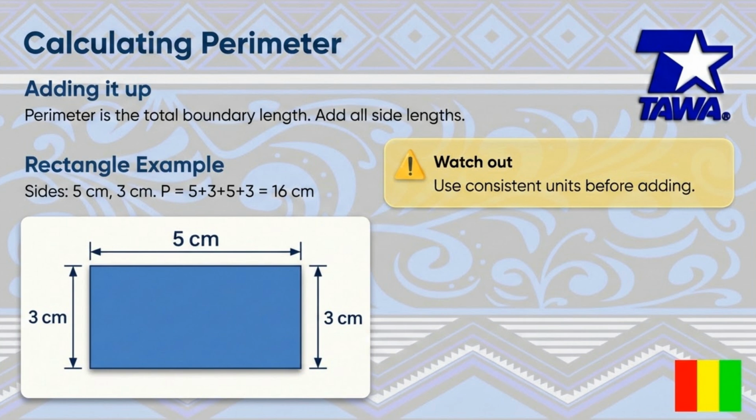Calculating the perimeter means adding up all the side lengths. For a rectangle with sides of 5 centimeters and 3 centimeters, the perimeter is 5 plus 3 plus 5 plus 3, which equals 16 centimeters. Remember to use consistent units before adding.